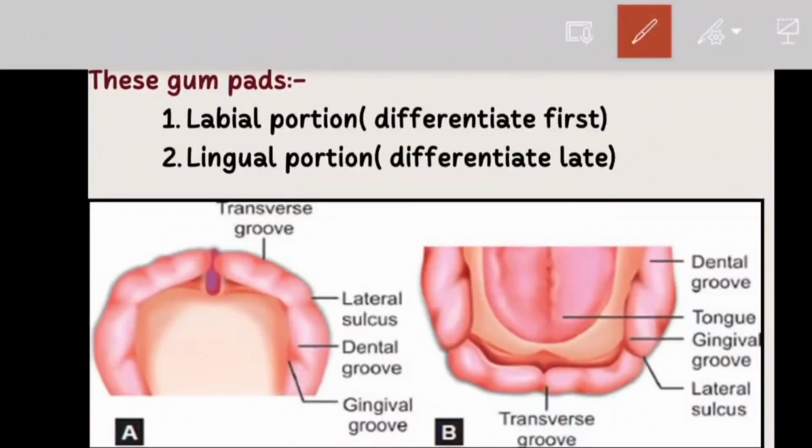Here the gum pad has 2 portions: a labial portion which differentiates first and a lingual portion which differentiates late. The pictures show the grooves and the divisions present in the neonatal gum pad. So which portion differentiates first? That is the labial portion.